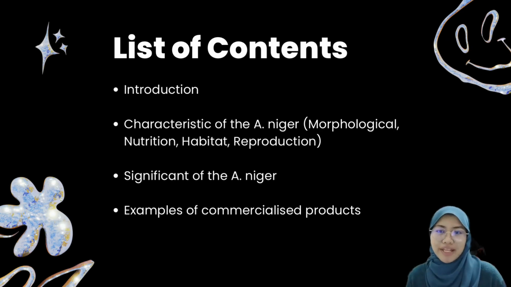Now, the list of content. The first one is introduction. The second part is characteristics, which are morphological, nutrition, habitat, and reproduction. The third one is significance of Aspergillus niger. And the last one is example of commercialized product.